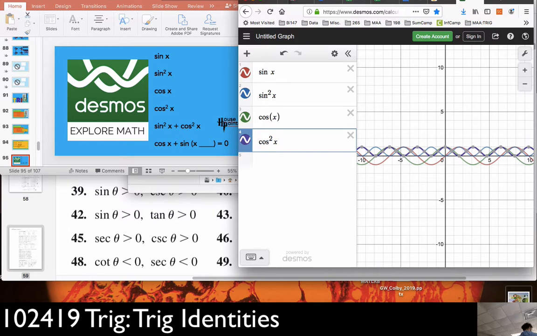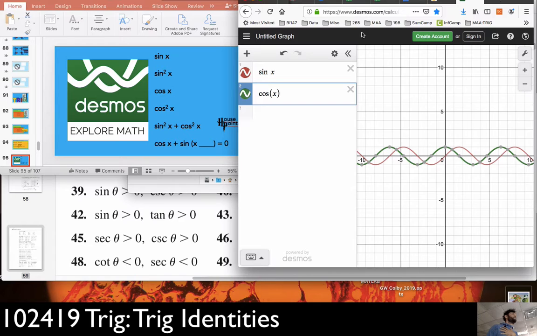No? Okay, so should I do it in sine and cosine, or sine squared and cosine squared? Yeah, let's just do sine and cosine. Okay, let's just do this. Is that big enough for you? Okay, should I make it bigger?